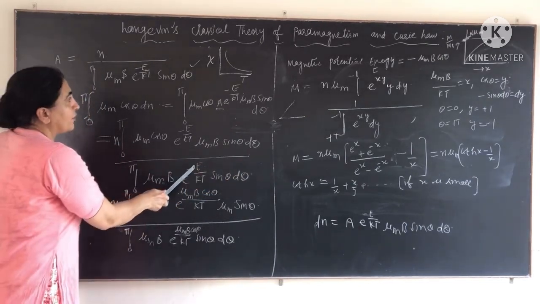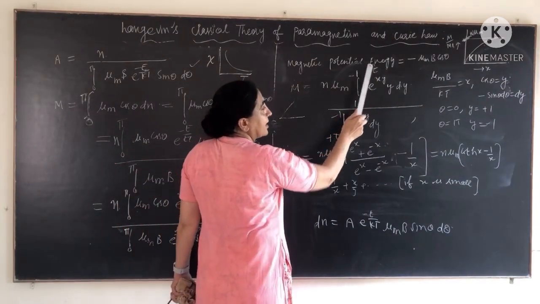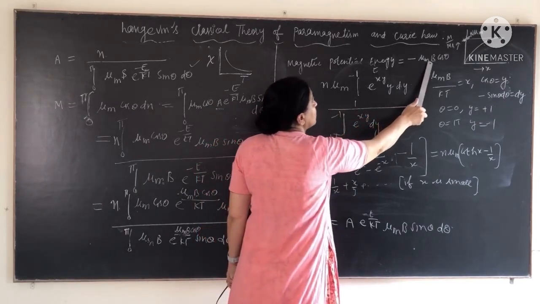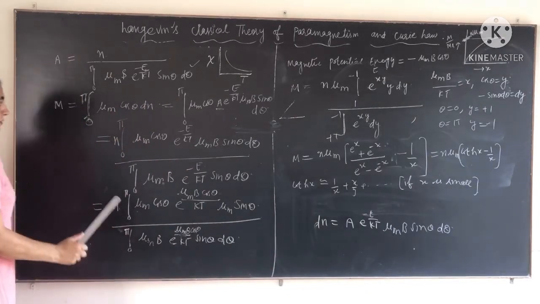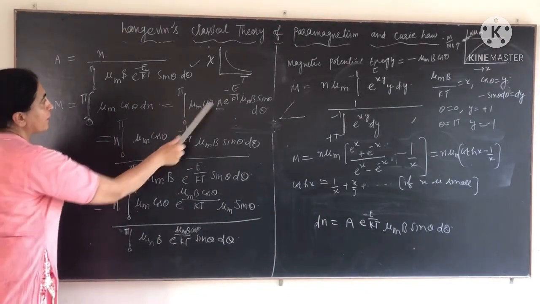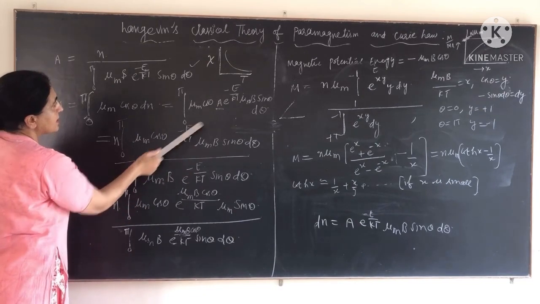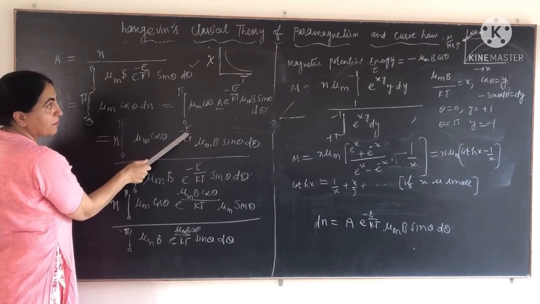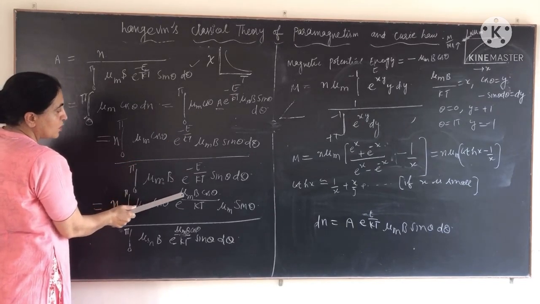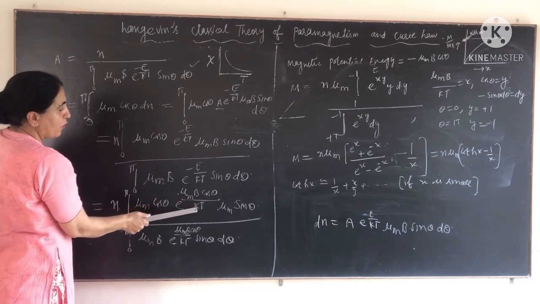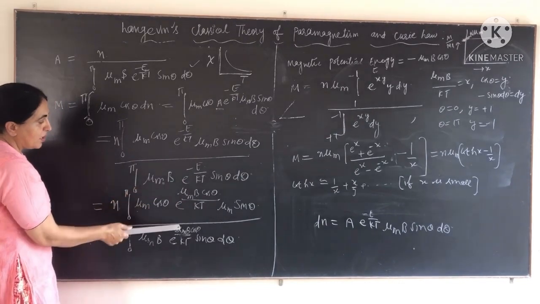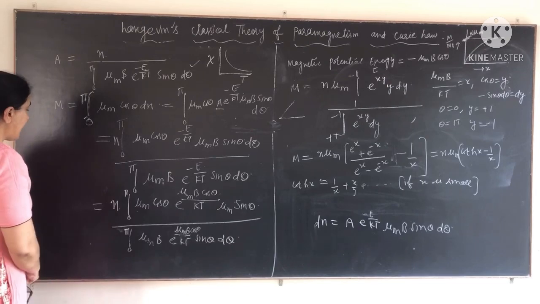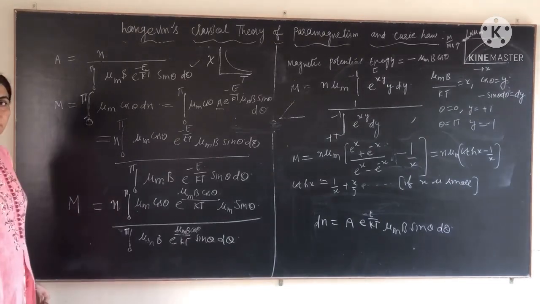Now the value of E, which we wrote at the start, is E equal to minus mu_m B cos theta. So put the value of E here. When you put minus mu_m B cos theta, this will become positive: mu_m B cos theta over kT. The same holds in the denominator: mu_m B cos theta upon kT. Clear? Now we have the net magnetization of this type.